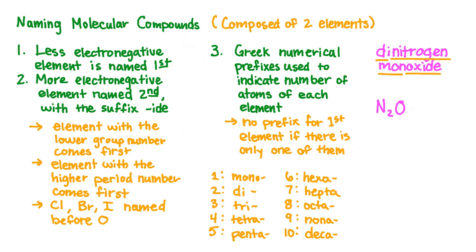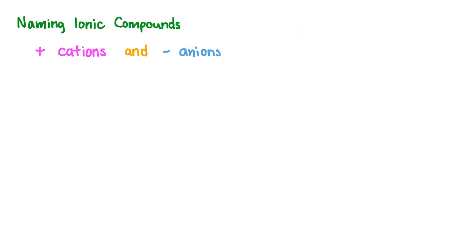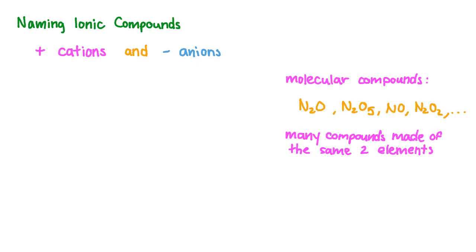So that covers the basics of naming and identifying covalently bonded compounds. Now let's talk about the other major class of compounds we'll run across in chemistry, ionic compounds. Ionic compounds are composed of positively charged cations and negatively charged anions that are held together by attractive forces. When we were looking at molecular compounds, there could be many compounds that were composed of the same two elements. For instance, here are just a few of the compounds that can be composed of nitrogen and oxygen.